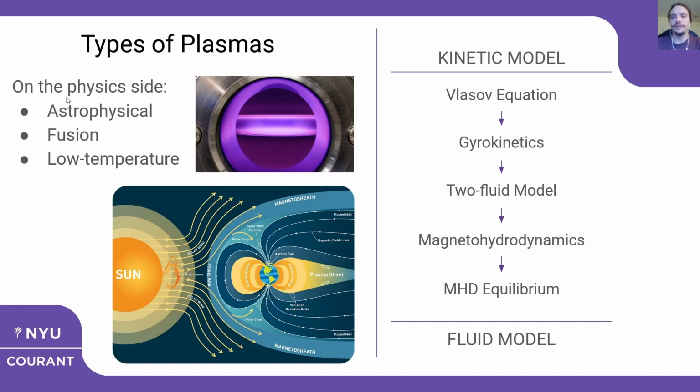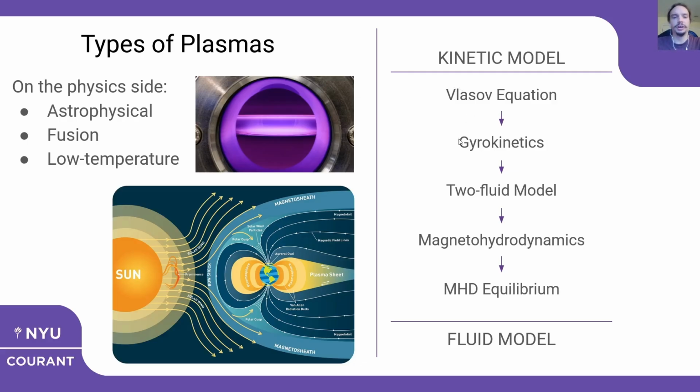But that's just on the physics side. On the math side, we don't care about whether you're studying an astrophysical plasma, a fusion plasma, or a low temperature plasma. Instead, we care about what kind of mathematical equation you're using to understand the plasma. At the top here, we have the most detailed and the most difficult to solve equation, the Vlasov equation. The Vlasov equation treats your plasma as if it's a bunch of gas particles that are just bouncing off of one another through their electric forces. It's really, really hard to study. We're going to see it on the next slide.